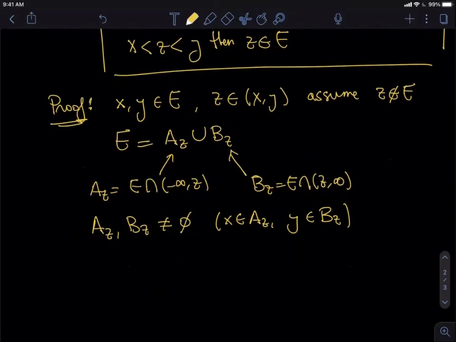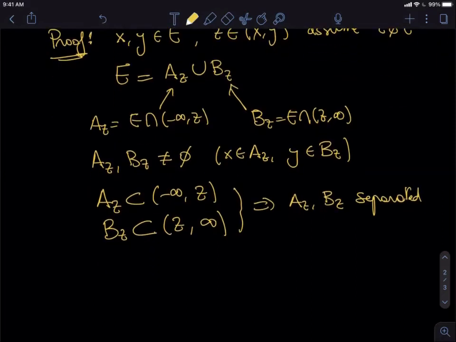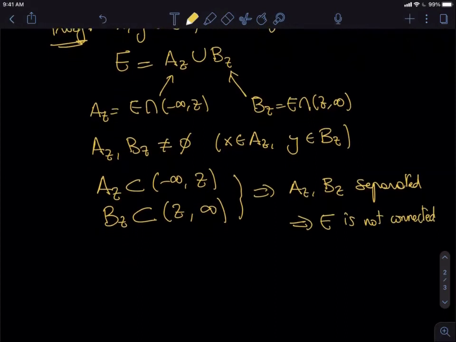And then, they are separated, right? Because A_z is contained in (negative infinity, z), and B_z is contained in (z, infinity), and these two half lines are separated. So then A_z, B_z are separated. Because they are separated, then E is not connected. So this completes one of the directions, so we need to prove the converse.